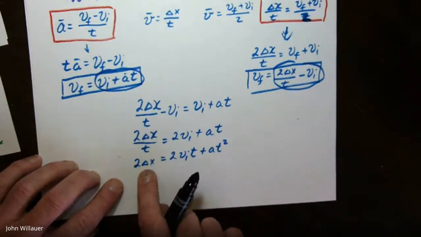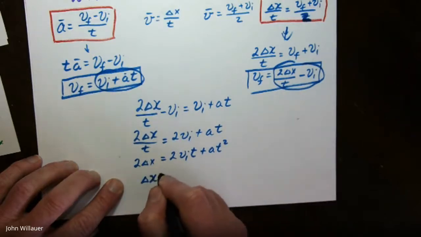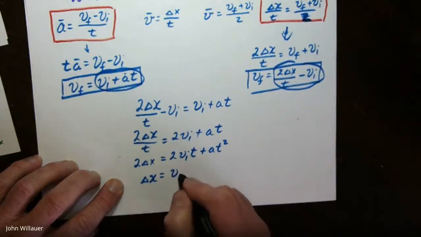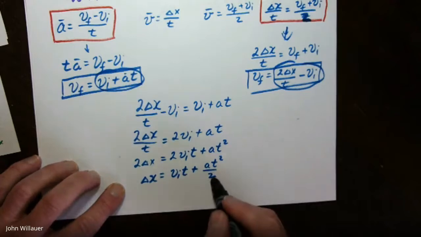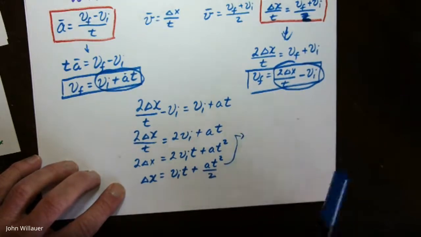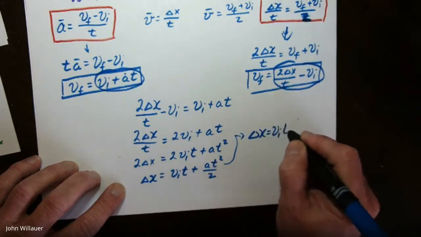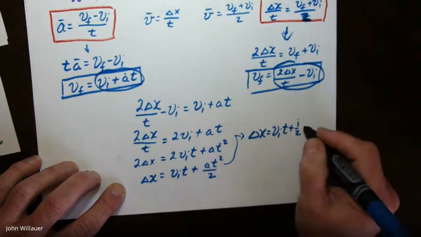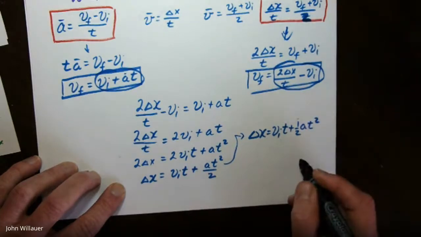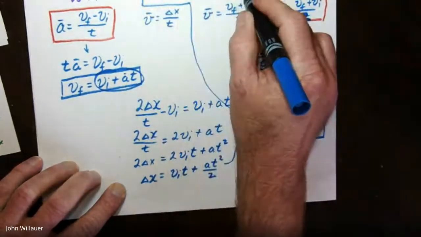And now to get delta x all by itself, I'm going to divide everything here by 2. So I get delta x, or displacement, equals, well, 2 divided by 2 drops out, VIT, plus AT squared divided by 2. And if I want to move the 2 out in front, I get the equation we were looking for. The displacement equals initial velocity times time plus 1/2. Instead of putting the 2 underneath everything, I just pull it out in front. 1/2 times acceleration times time squared, which is what we were trying to get at the beginning. Okay?